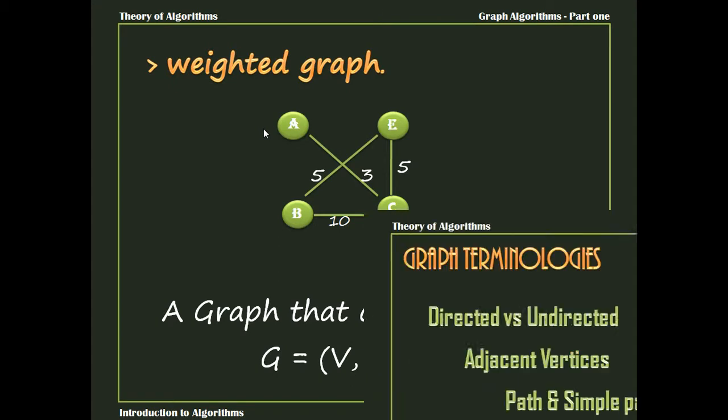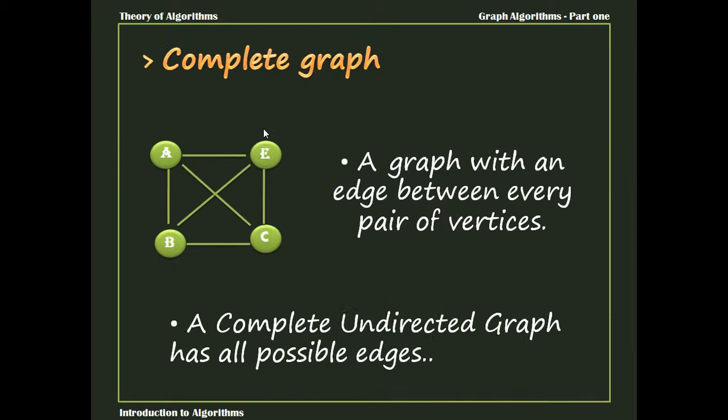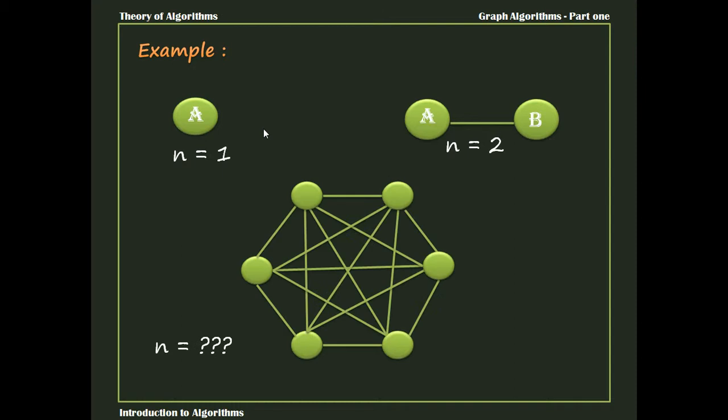We reached complete graphs. In a complete graph there is an edge between each pair of nodes. It is all possible edges. See the following examples. It can be one node, 2 connected nodes, or as many as you wish but with an edge connecting each pair.